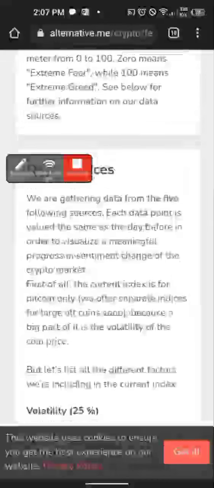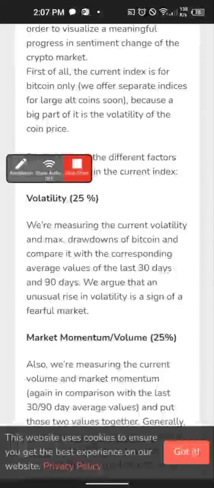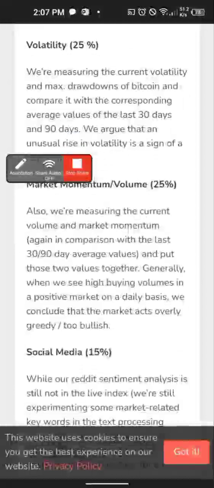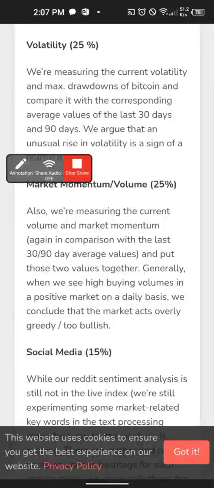Number one is volatility. You can come here and read it to understand it better. It's something you can explore. Second is the market momentum, that is the volume. They calculate the volume of buying and selling, the interaction in the market, to know what the market is thinking.